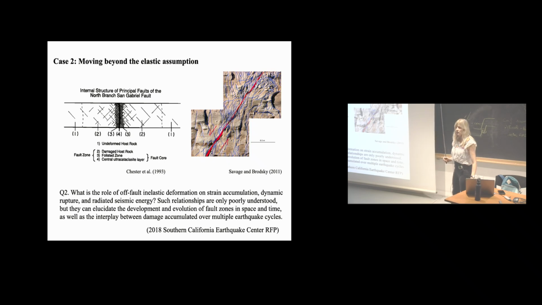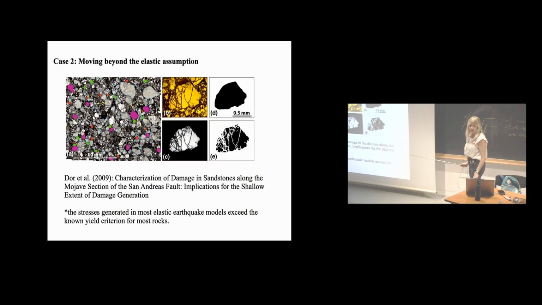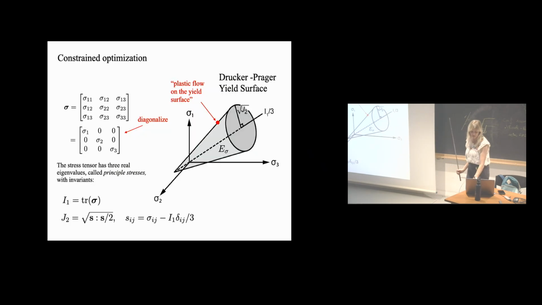Sylvain asked a good question this morning about how we basically bring this into our modeling. I don't have an answer for that million-dollar question, but what I can say is that the stresses generated in most of these elastic earthquake models exceed the known yield criterion for most rocks. So we do need to incorporate this somehow into our modeling. And Drucker-Prager is one of the most commonly used plasticity laws in earthquake modeling. I could not tell you if that's a good or a bad choice.